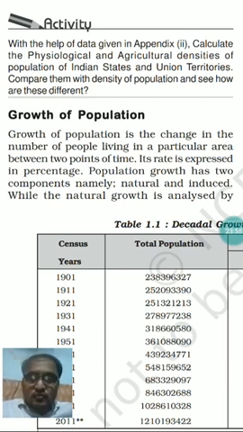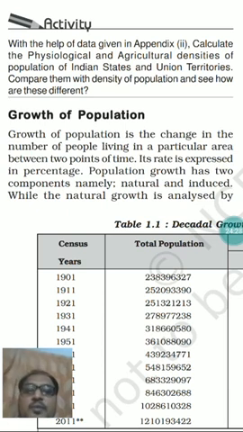So population growth has two components, namely natural or induced. One is natural growth in population, and second is induced growth in population. Natural growth in population is calculated in terms of crude birth rate and crude death rate, whereas induced growth in population is calculated in terms of the number of people migrated in or migrated out.